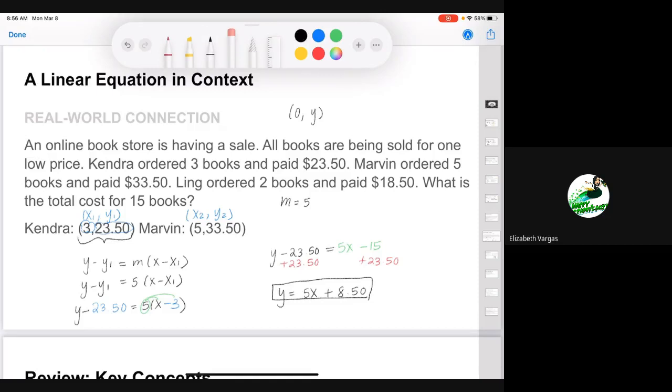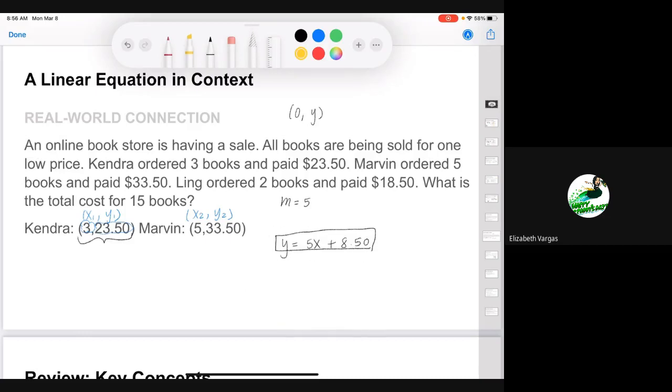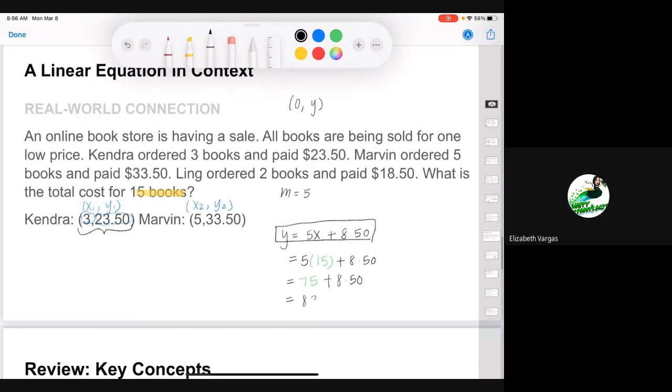So now I want to go ahead and solve. And the way that I would solve is now I have this equation. And so what do I want to identify? Well, I want to identify what is the cost of 15 books. So I would just plug in 15. So y equals 5. What is the cost of 15 books? So my x is 15. Okay, that gives me 75 plus 8.5. So my cost of 15 books is $83.50.